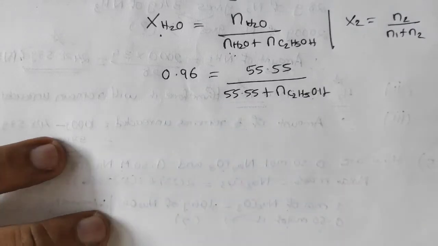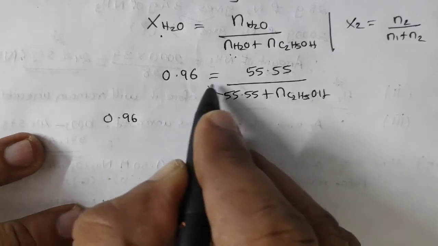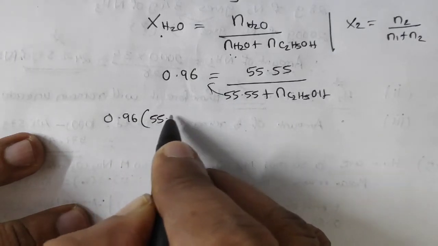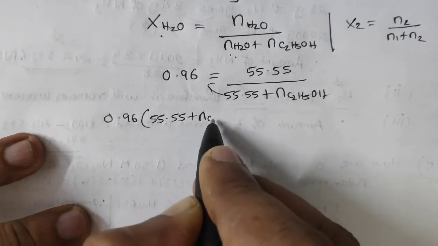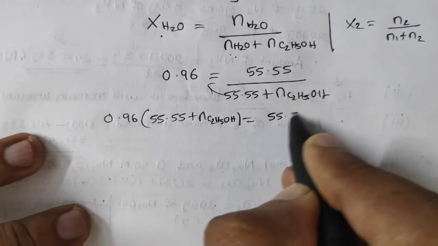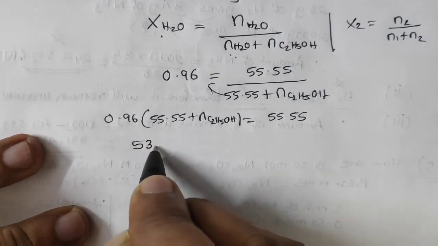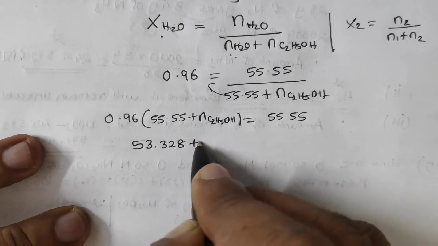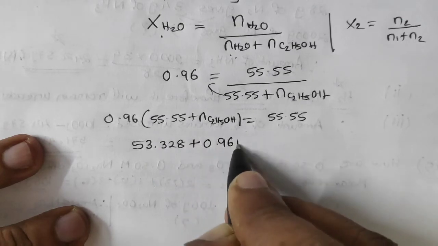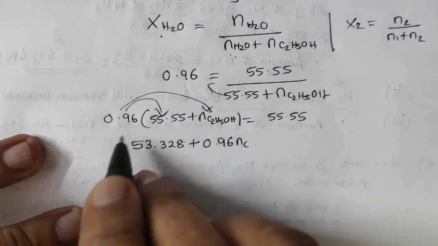If you see here, it will be like this: 0.96, this part I will take here, that is 55.55 plus n C2H5OH is equal to 55.55, right? If you simplify this, you will get 53.328 plus 0.96 n, means you multiply this like this, remember, a plus b.